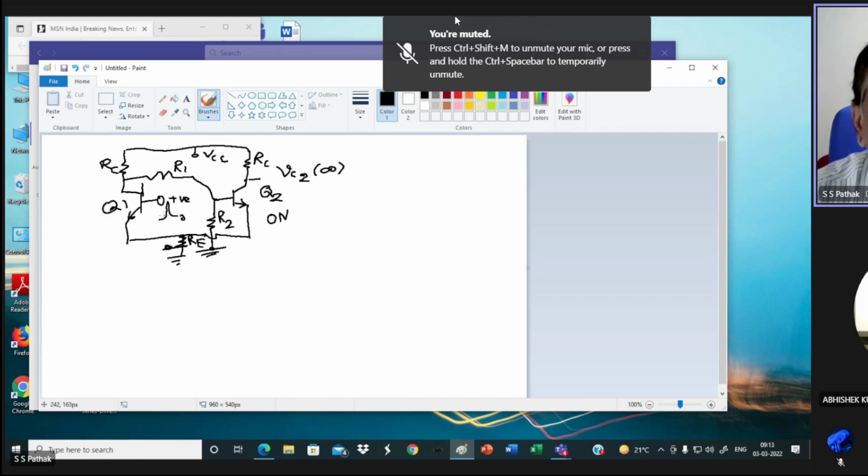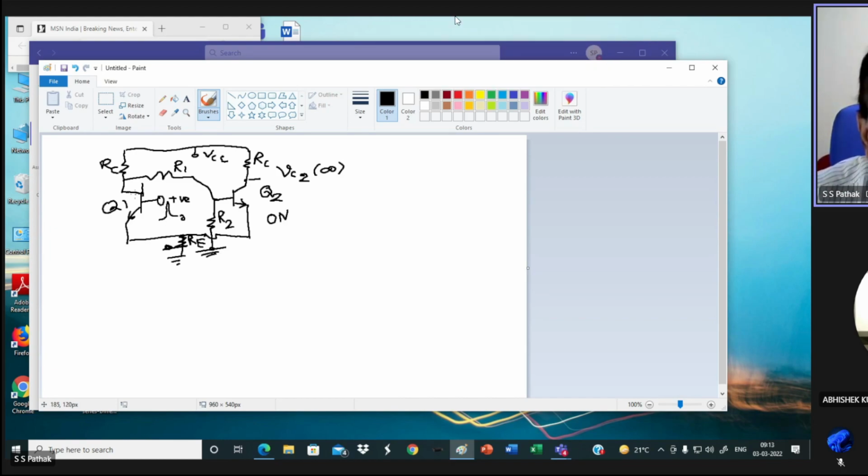When the positive trigger is applied, this becomes active region. Earlier it was off, so from off it will come to active region now. It will not go to saturation. And that voltage coming here will be transferred to this base as a Thevenin's equivalent. When this has gone in active region, this potential decreases.